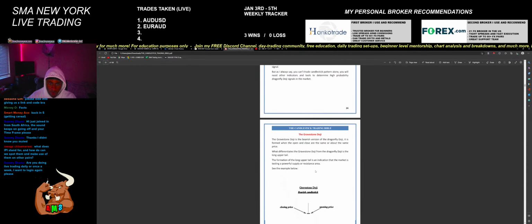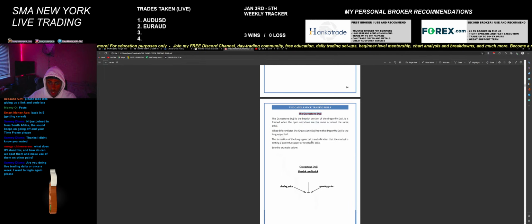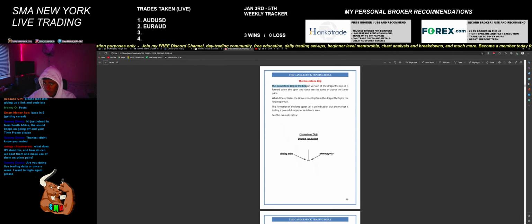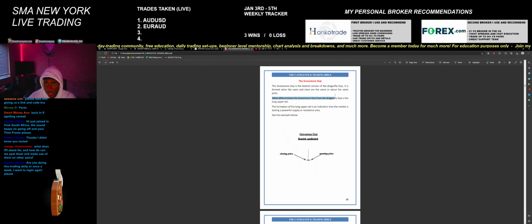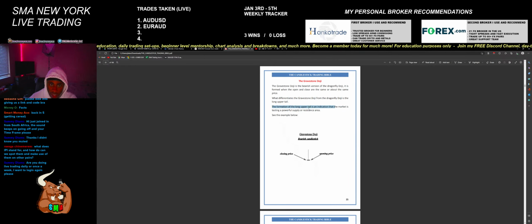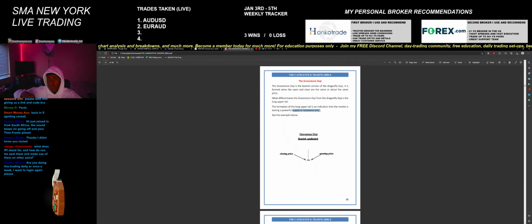Let's move on. The gravestone doji, okay? Gravestone doji, or shooting star, depending on how you want to name these, is the bearish version of the dragonfly doji. It is formed when the open and close are the same or about the same price. What differentiates the gravestone doji from the dragonfly doji is the long upper tail. The formation of the long upper tail is an indication that the market is testing a powerful supply or resistance area. So it's literally just vice versa. You'll see these at a given area of supply or resistance, meaning that price is in a bullish market and the sellers are getting ready to take control.